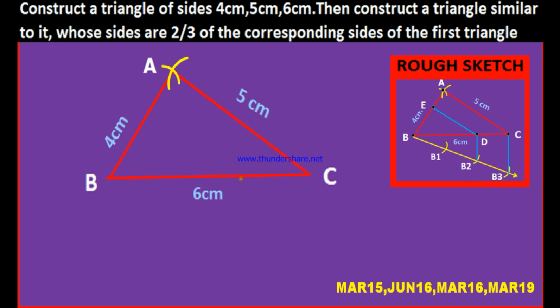In order to construct this, let us draw a ray from B, name it as BX, which makes an acute angle with BC. This ray BX makes an acute angle, less than 90 degrees, with BC. And on this ray, the one in yellow color, now we have to draw 3 arcs of same radius. Why do we have to draw 3 arcs? Because the ratio is 2/3.